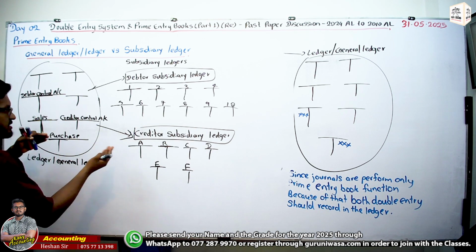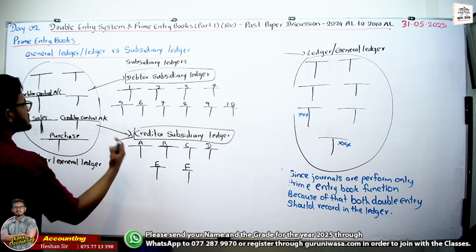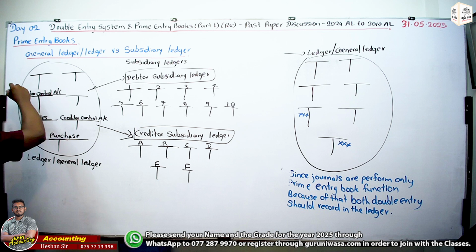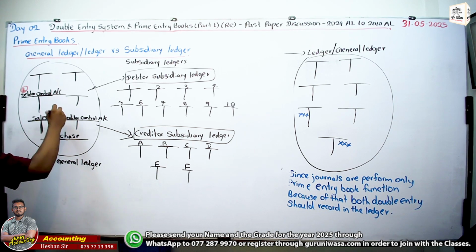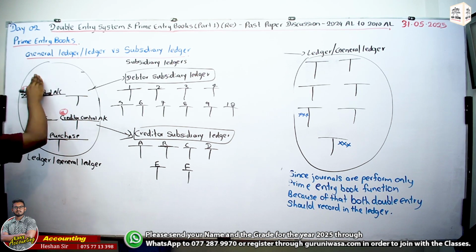Why? This subsidiary ledger is to reduce the number of accounts in the general ledger. Then the general ledger will be shorter. It's very important. So what are the control accounts in here? Debtor control account, creditor control account, cash control account. Hope you can read.